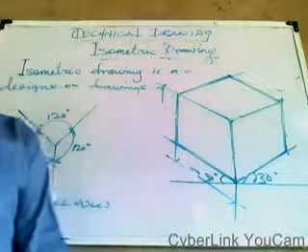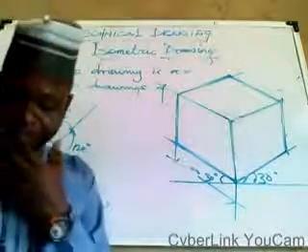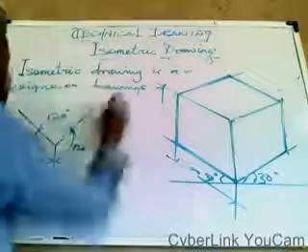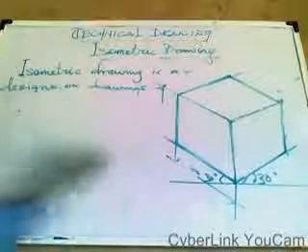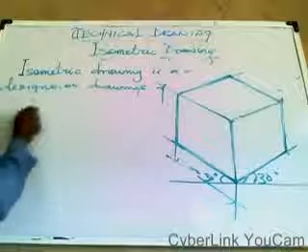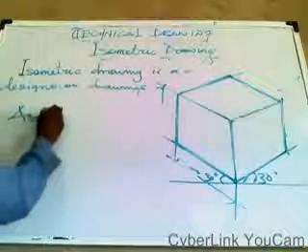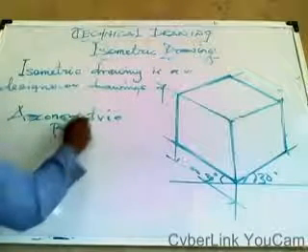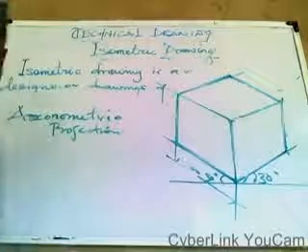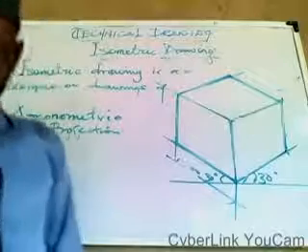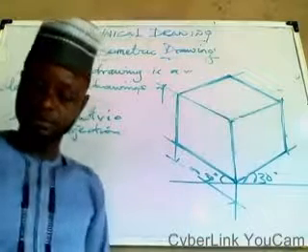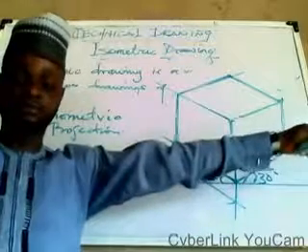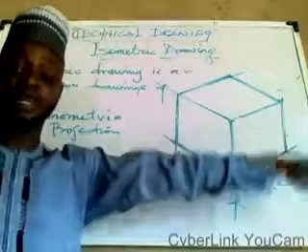So we have another one that we call isometric projection. This one is isometric drawing, and we have isometric projection as well. In isometric projection, it has a perpendicular line, with lines 45 degrees inclined left and right.